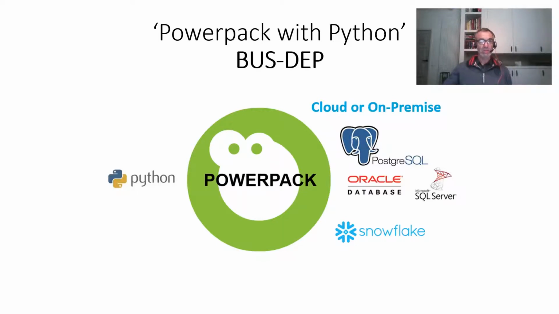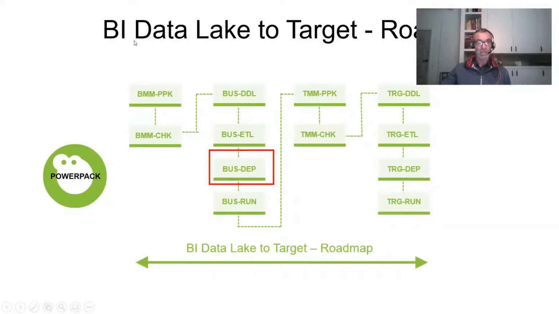In this video, part of Powerpack, I'm going to show you how we can deploy for the business area the DDL into the data warehouse database. So in the BI data lake, the target roadmap, we're now in this step, bus minus dep. So for the business area, deploy the things into the database.